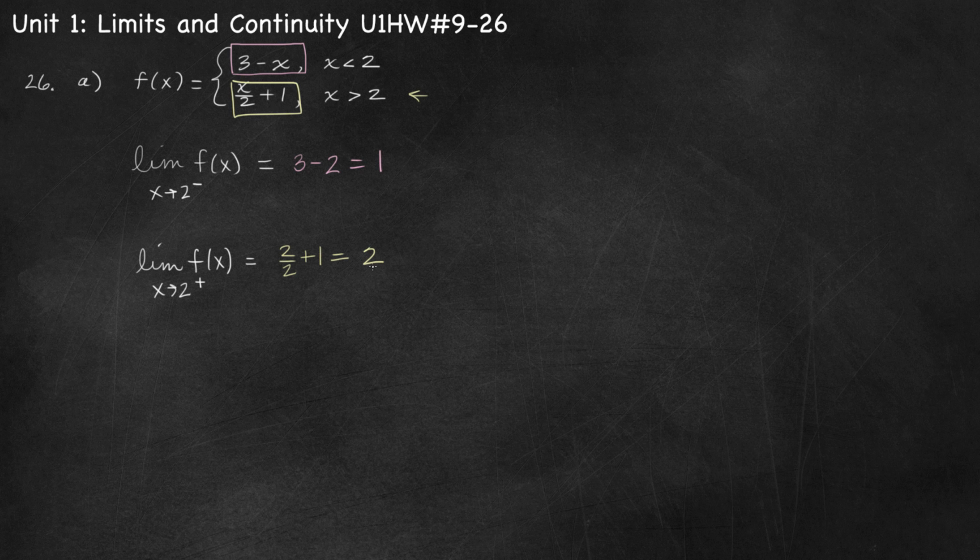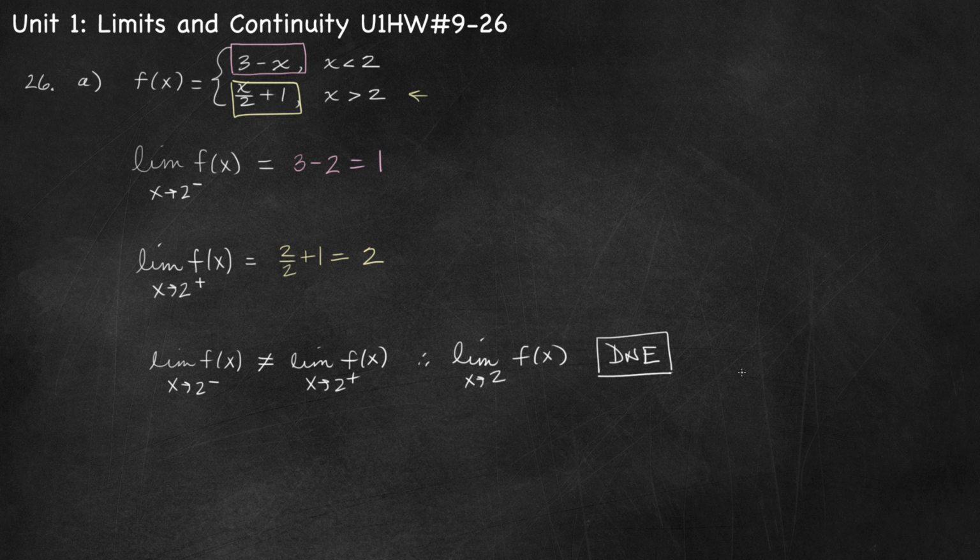The left-hand limit does not equal the right-hand limit, therefore the limit does not exist. So the limit of f of x as x approaches 2 from the left is not equal to the limit of f of x as x approaches 2 from the right. Therefore, the limit as x approaches 2 of f of x does not exist. The two-sided limit does not exist.